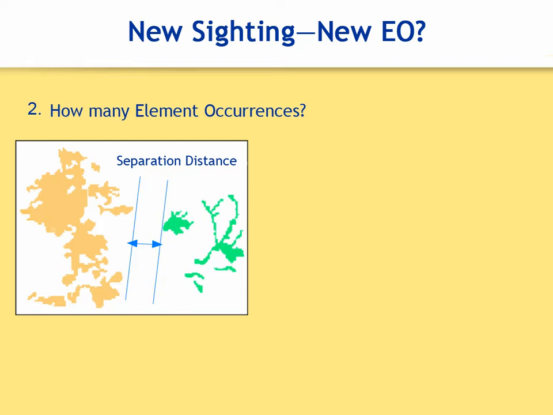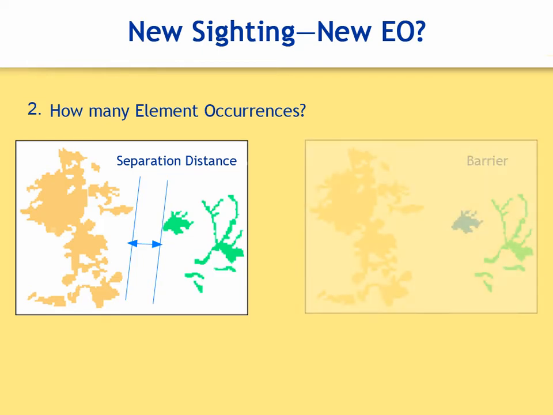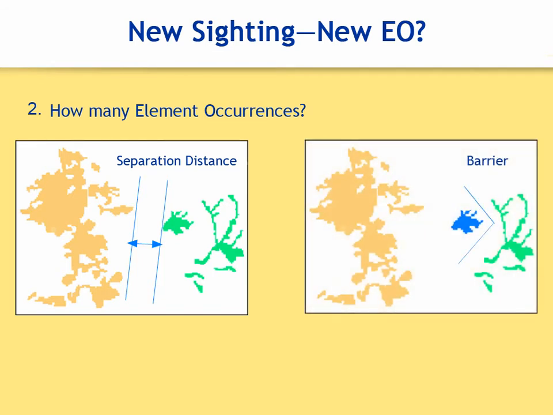Are there barriers, such as mountains or rivers, that would make these areas act as separate populations, rather than subareas of one population? It is possible in the example on the right, given the barrier, that the blue area would be considered part of the larger blob on the left, while the green area would be a separate EO.